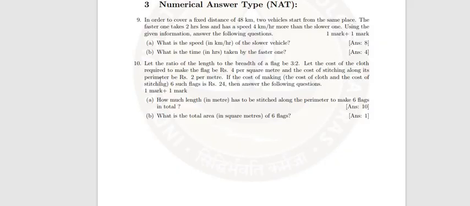Now it is saying that from a fixed point, let us consider this as the fixed point, to here, the distance between these 2 points is 48 km. So two vehicles start, let's say V1 and V2. The information given to us is that the faster one takes 2 hours less and has a speed 4 km per hour more than the slower one.